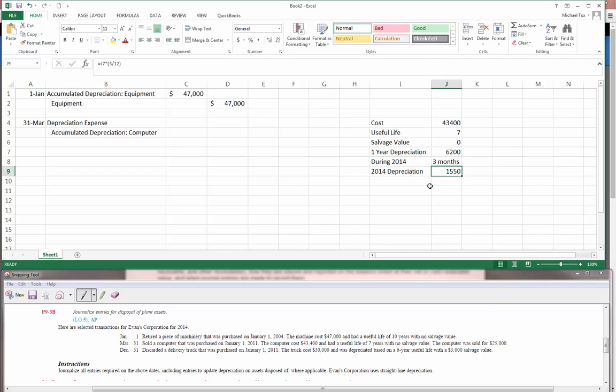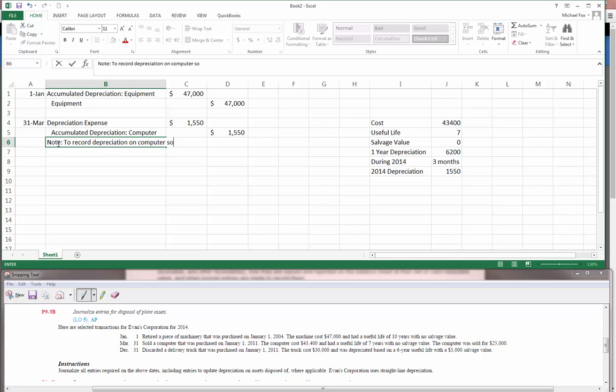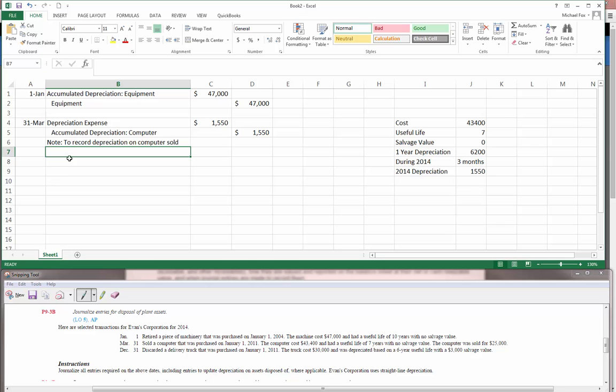So we have $1,550 worth of depreciation that we have to enter in order to record our depreciation expense and our accumulated depreciation for January 1st through the March 31st. And I'm going to put a note to record depreciation on computer sold, or something like that. Okay, so in addition to this happening, we also have some other entries happening.